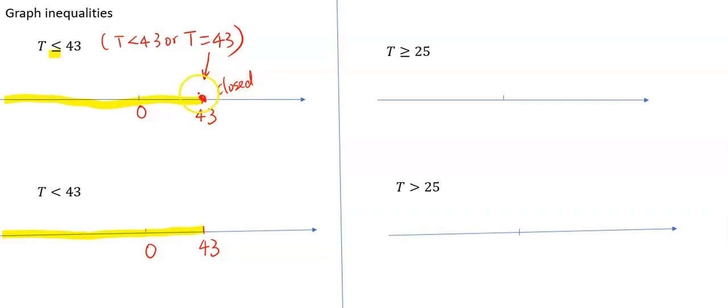And the other way is, instead of using a closed circle, we could use a square bracket, which means you're going to use something like this. So either way it works.